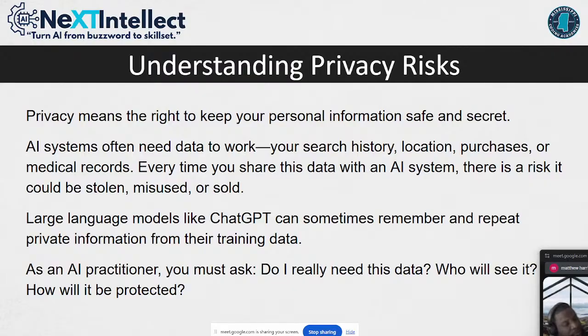AI systems often need data to work: your search history, location, purchases, or medical records. Every time you share this data with an AI system, there's a risk it could be stolen, misused, or sold. That would be the danger of people giving their medical information to ChatGPT or Gemini to tell it what you're dealing with, and if it has the previous things, because of the different chats you've had with it, maybe it does have your address, name, all these other things. Hopefully you've never put a social security number in there, but then you start saying, "Oh, maybe I have hypertension and I'm pre-diabetic," and all these things.